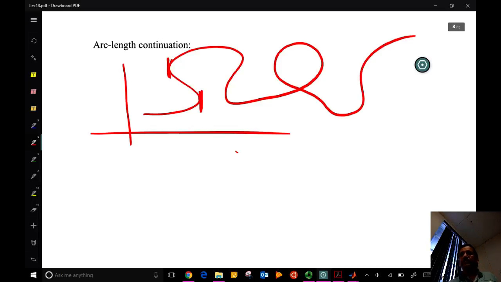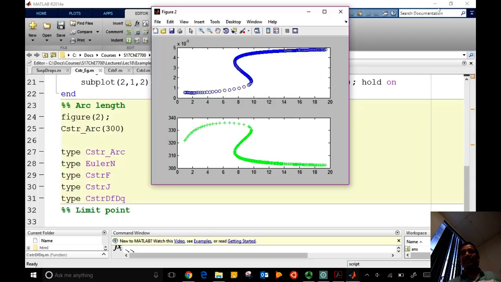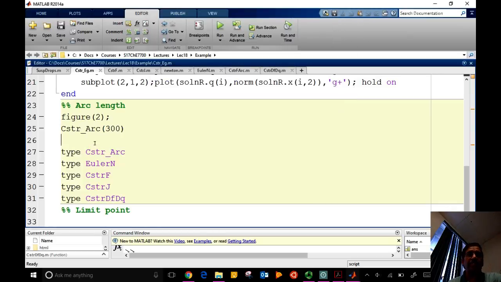So any questions? I've kind of shown you what an arc length method is, what it can do, and the results, but I haven't shown you the code itself. The code is a bit complicated. I just have this function called CSTR arc, and it is going to have its own Newton method, its own Jacobian for a 3x3 system, its own function for a 3x3 system. And so let me just show you.